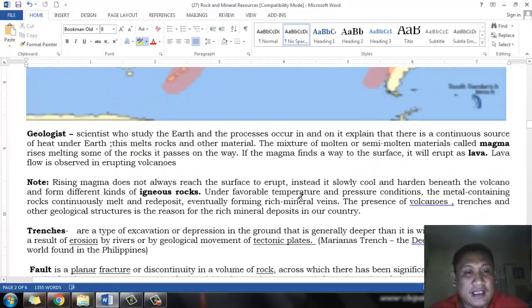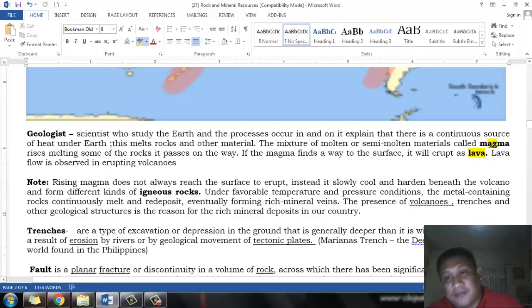The individual or scientist who studies the Earth and the processes that occur in it explains to us the reason for rock formation and this molten, semi-molten material called magma and the rising of this magma to the surface. Here is the difference between magma and lava. They are molten materials, molten because of tremendous heat and pressure. Molten rocks. So if it is beneath the ground, perhaps in the lower crust, it is called magma.